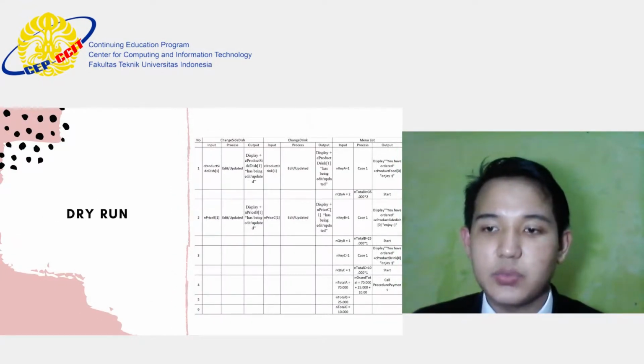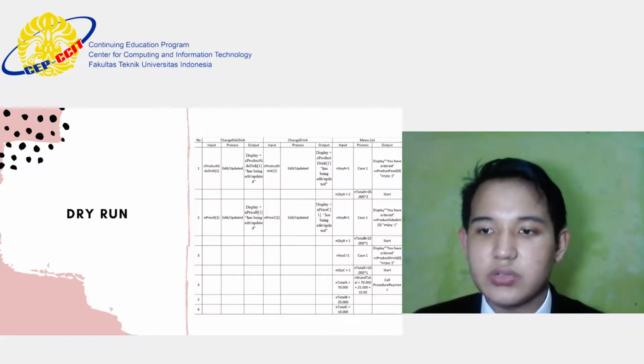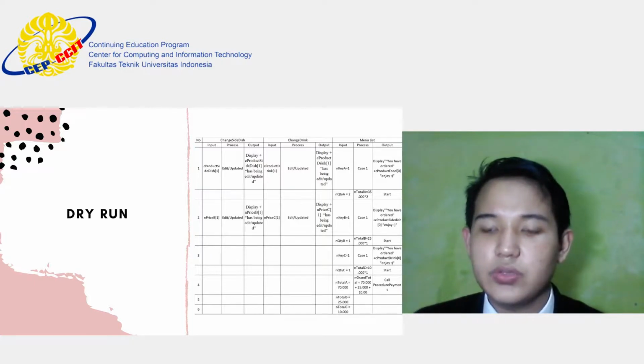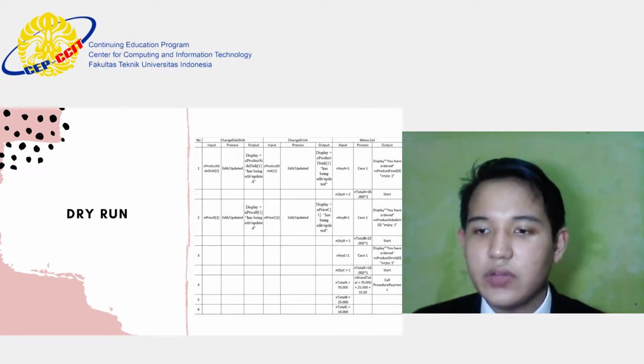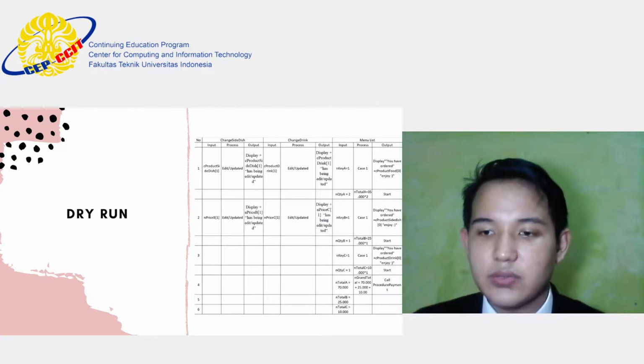The case 3 is the input nkc is 1. It will proceed to case 1 and display the output: you have ordered plus C product drink array 0 or bracket 0. Enjoy. It will continue to nkitty c is 1. The process will n total c is 10,000 times 1. The output will start and then continue to the input n total a is 70,000, and the process will n grand total is 70,000 plus 25,000 plus 10,000. The output will call procedure payment.